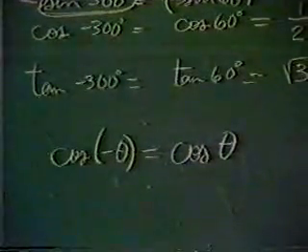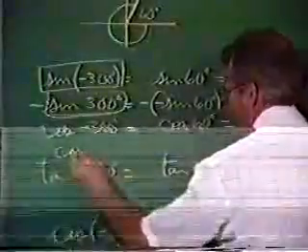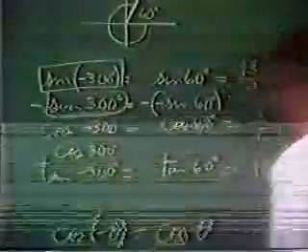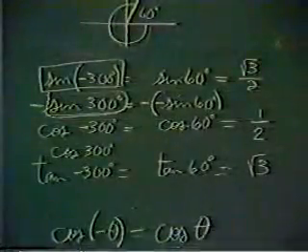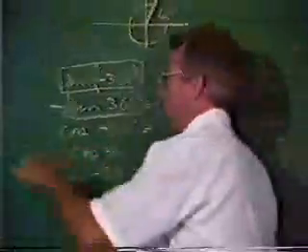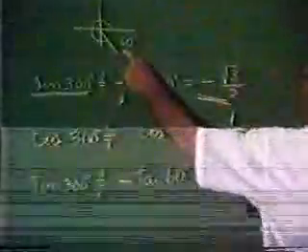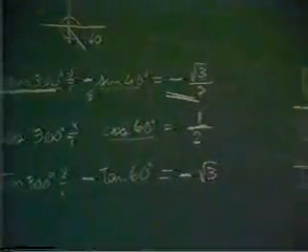Let's check it out. Doing the cosine of minus 300 degrees says that's the same thing as the cosine of plus 300 degrees. Well, what is the cosine of plus 300 degrees? Let's go back over here. The cosine of plus 300 degrees is the cosine of 60. It's in quadrant 4, and therefore it's positive, and we get 1/2.